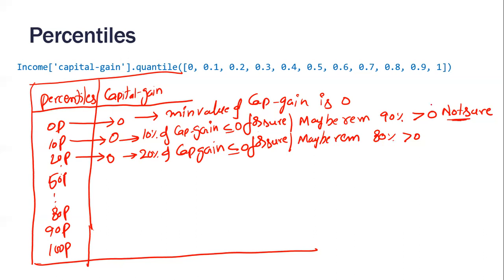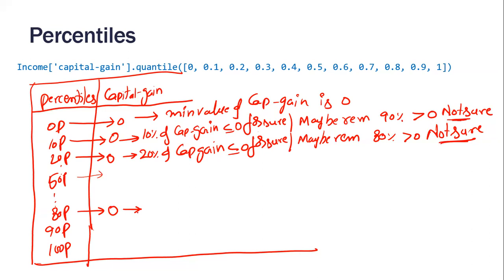This one you cannot make a comment. So, not sure. Are you understanding why I am writing not sure about the rest of the 80%? Because we haven't seen it. Similarly, you can see 30, 40, 50, 60, 80 percentile is 0.